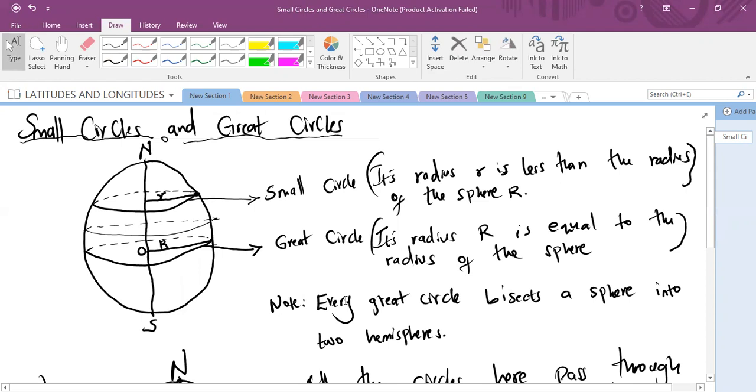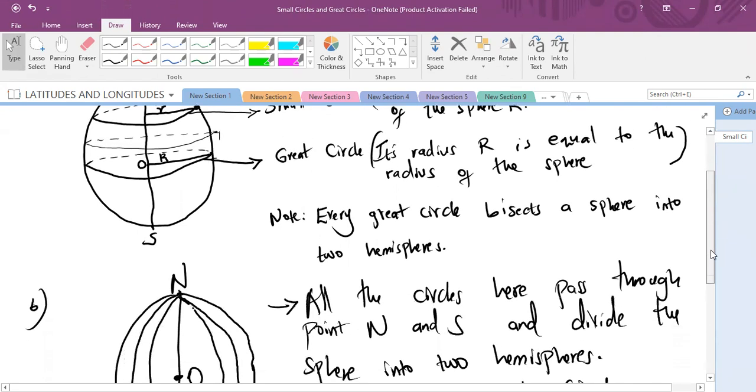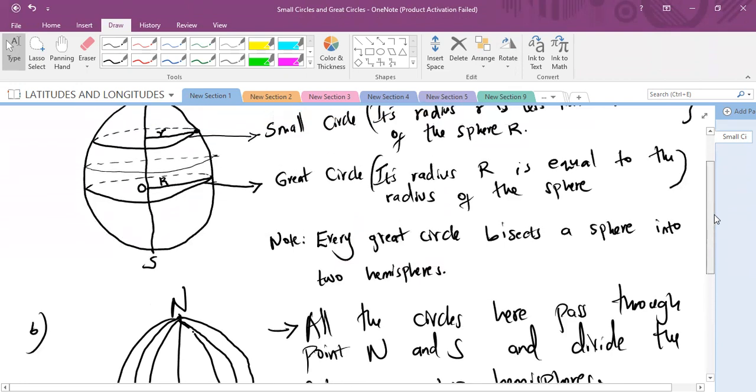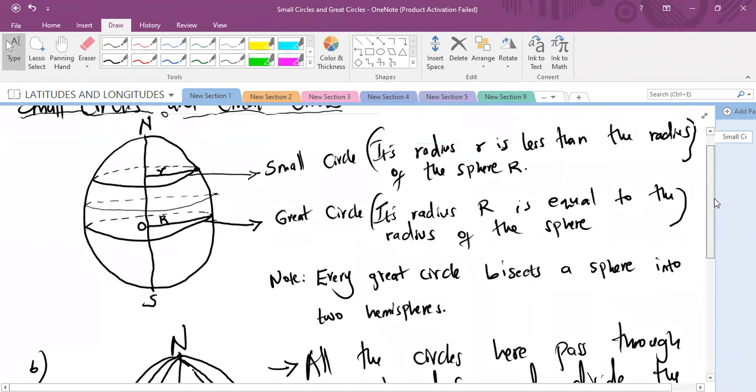Now, note that every great circle bisects a sphere into two hemispheres. So this is one of the great circles. And also, if we have another sphere here, just to show you the other great circles, all the circles that are passing through N and S actually divide this sphere into two hemispheres. They are also called great circles. So we have these great circles passing through NS, and then we have this other great circle which divides NS into two equal parts, all of them having radius capital R.